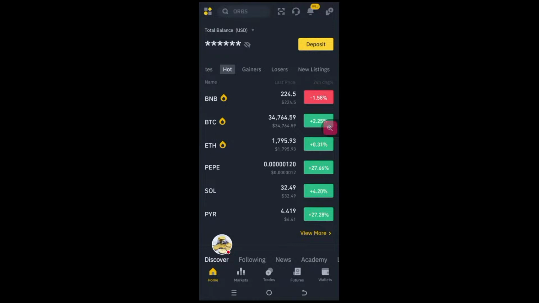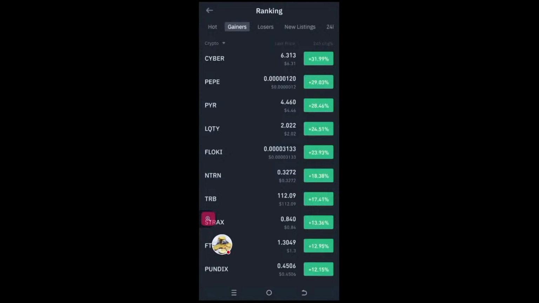But I'm going to go with gainers, right? I'm going with gainers. The reason why I love to go with gainers is because, not as if I'm so sure, but at least coupled with technical analysis, I should be able to get it. So let's go ahead. Let's do this.